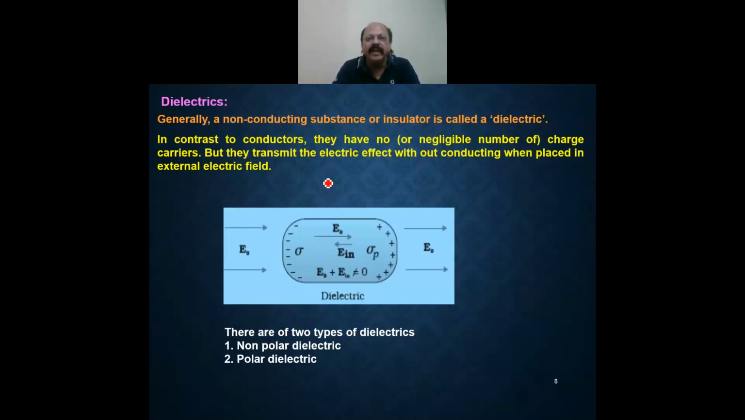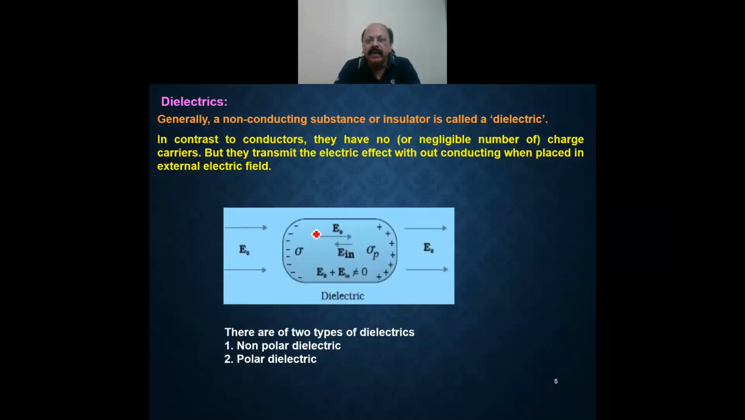Similarly, what happens when a non-conducting substance is placed in an external electric field? You see here in the diagram, this is the direction of the original electric field. Here it is a positive plate and here it is the negative plate. This dielectric, which is an insulating body, has its positive and negative charges separated, meaning the negative charge drifts towards the positive plate, and the positive charge is repelled. So positive and negative charges get separated.